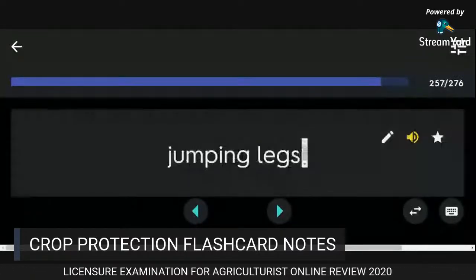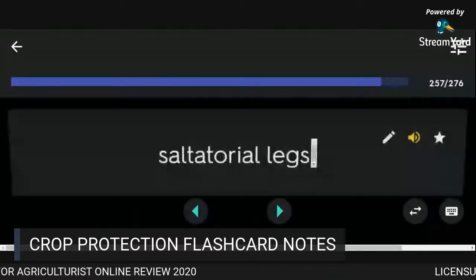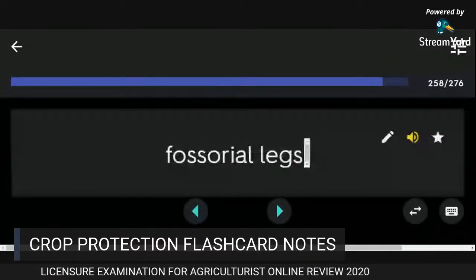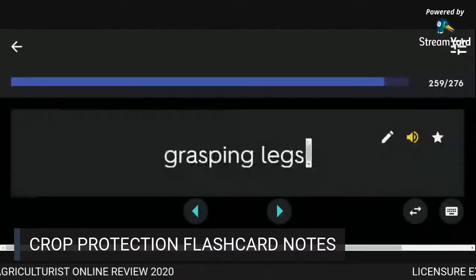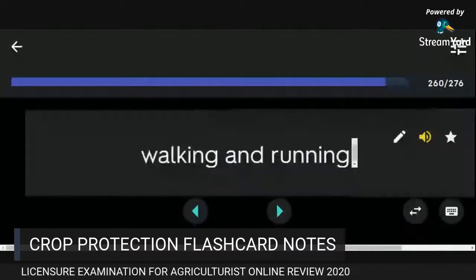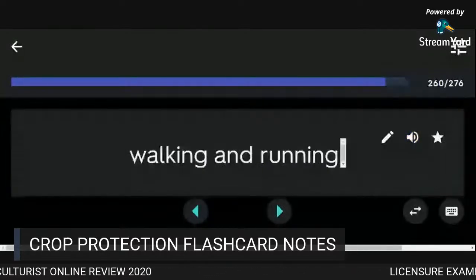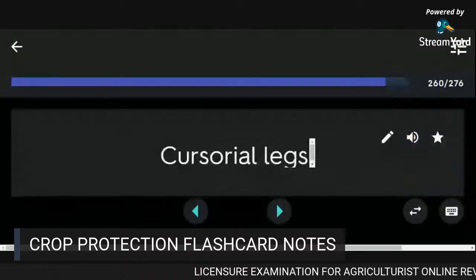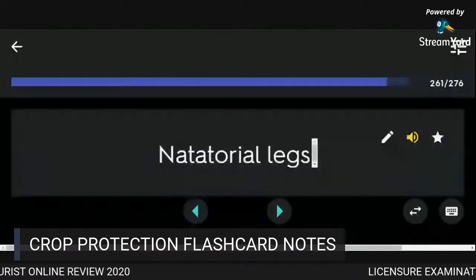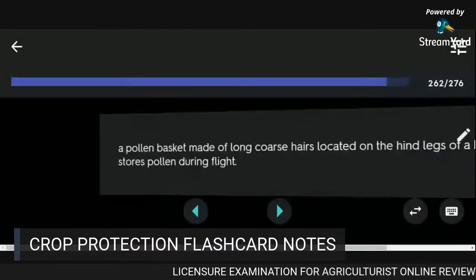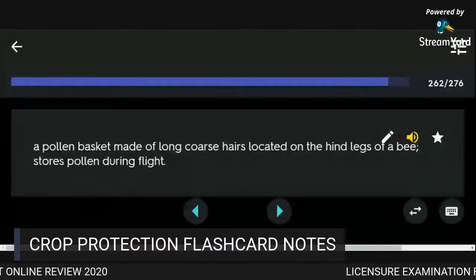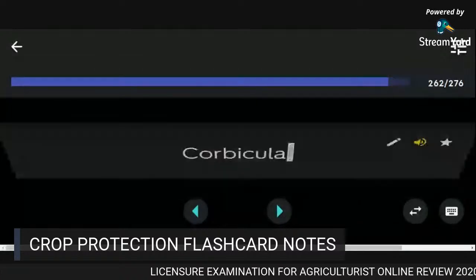Jumping legs: saltatorial legs. Digging legs: fossorial legs. Grasping legs: raptorial legs. Walking and running: cursorial legs. Swimming legs: natatorial legs. A pollen basket made of long coarse hairs located on the hind legs of a bee stores pollen during flight: corbicula.